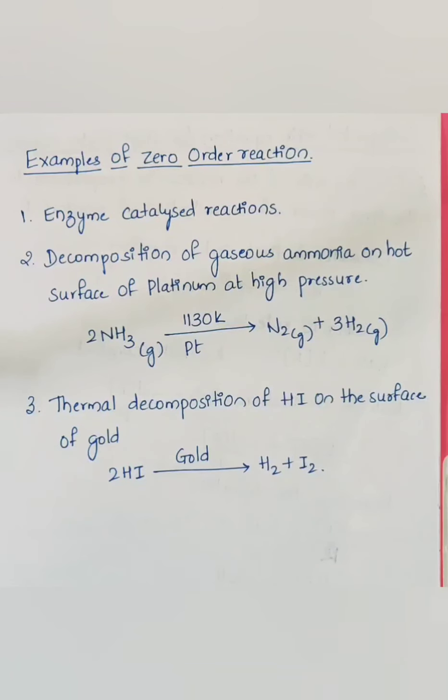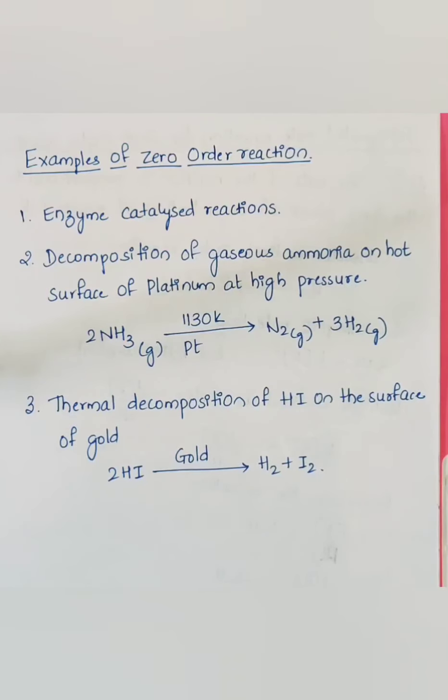Third example, consider the thermal decomposition of HI on the surface of gold. This is also an example of zero order reaction. Decomposition of HI will give you hydrogen and iodine. Some photochemical reactions are also of zero order. Photochemical reactions are those reactions where sunlight is used as the energy. So those reactions are also said to be of zero order.